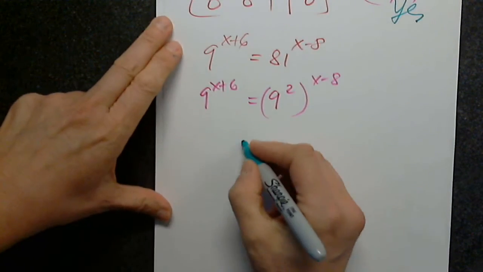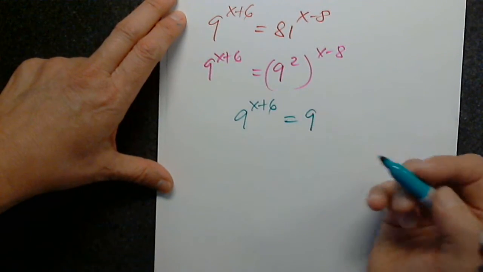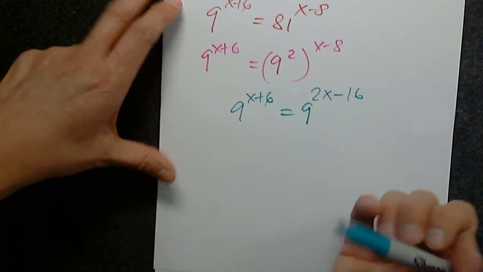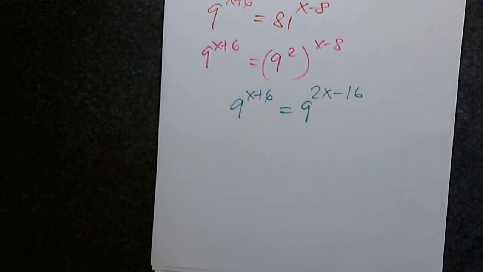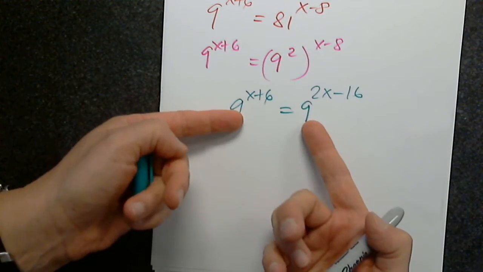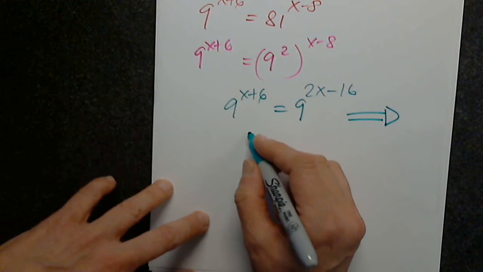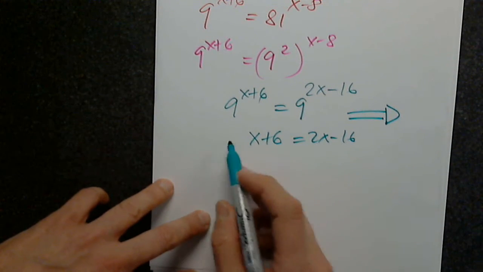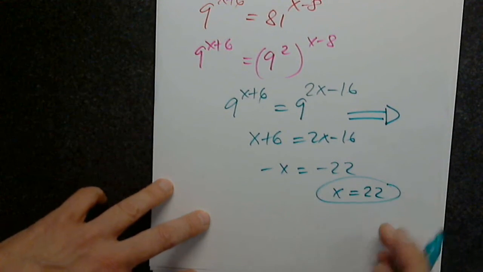So in this case, I have 9 raised to x plus 6. And what do I have on the right-hand side? I have 9 raised to... Exactly. So now two numbers are equal and they have the same base. Do not try to simplify the 9s. We're not simplifying. We're not dividing. We're just thinking: if two numbers are equal and they have the same base, what must happen for sure? Both the sides. Indeed. I move 2x, it becomes negative. I move 6, negative 22, x equals 22.